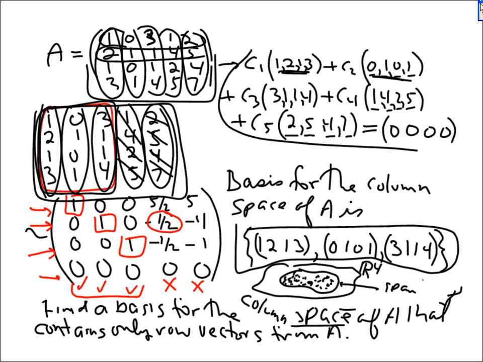This here is the span of those 5 column vectors. The span of those 5 column vectors gives this set.